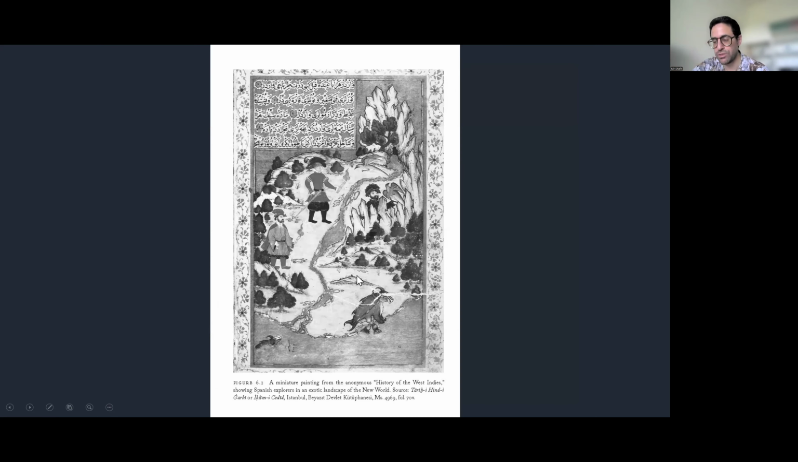The Ottomans, by the way, also knew about the discoveries of the Americas. This is sometimes depicted in a history of the Americas, which is sometimes even illustrated. And you can see in this drawing a picture of European explorers coming across this new world with all sorts of marvelous animals and hills made out of crystals, etc.